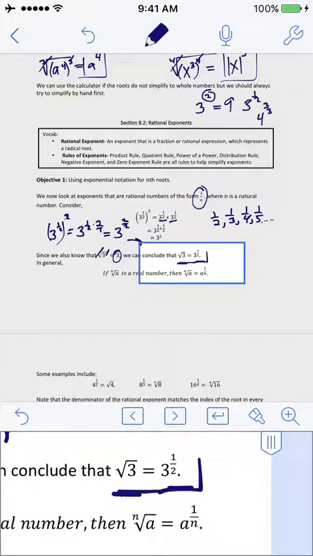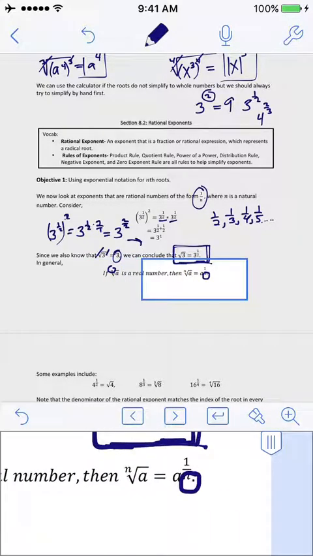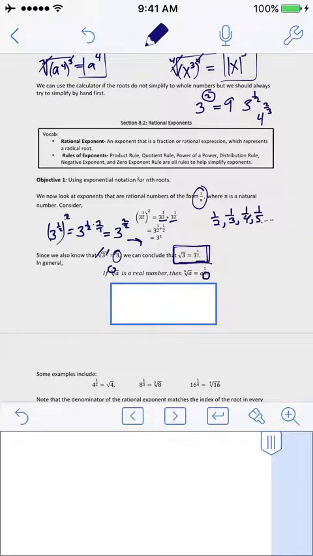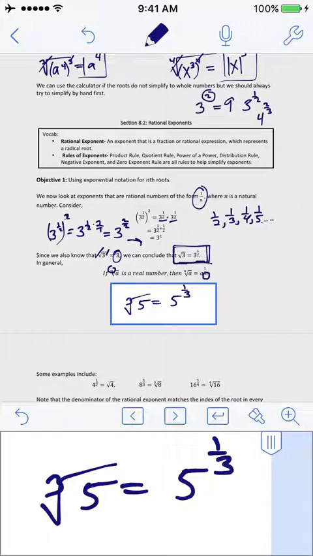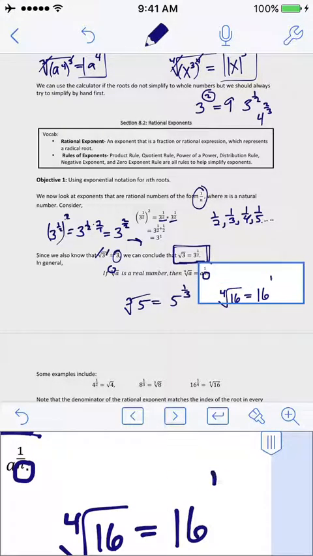That's almost a definition of a radical, and a definition of a rational exponent. Rational exponents are just radicals. It matches the index, so if the index is n, then the denominator is n. If I had something like the cubed root of 5, then it would be 5 to the 1/3. If I had the 4th root of 16, then that would be 16 to the 1/4. The denominator is the thing that's changing, and the 1 just ends up being the power.